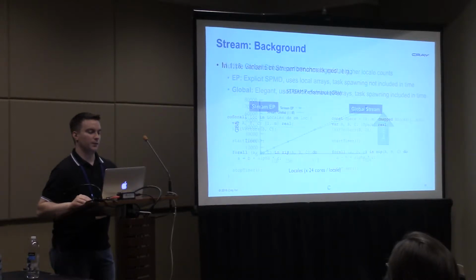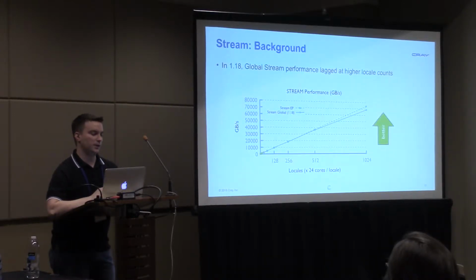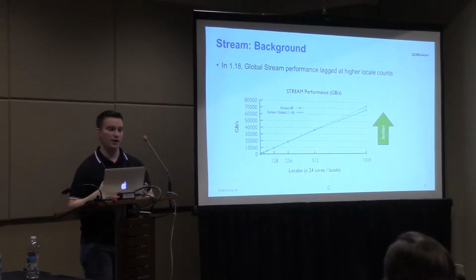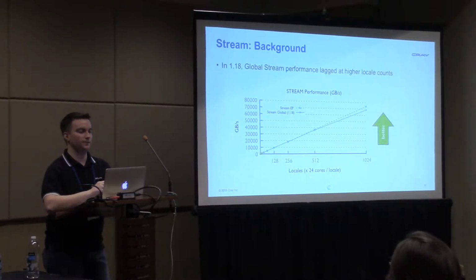And so if we look at the performance of these two variations, we can see that in 1.18, global Stream performance started to lag at higher locale counts. And here, these are actually pretty high locale counts. This is at 1,024 nodes, and these runs were done on NERSC Edison. So we can see that at 1,000 nodes, we're roughly 7 or 8% behind for the global version compared to EP. And you can see that for lesser locale counts, it really doesn't matter. So this is really a scalability issue, not necessarily a raw performance issue. But this is definitely something we want: the global view to perform as well as the local view. Because that's kind of the selling point, that you have these high-level language features that still give good performance.